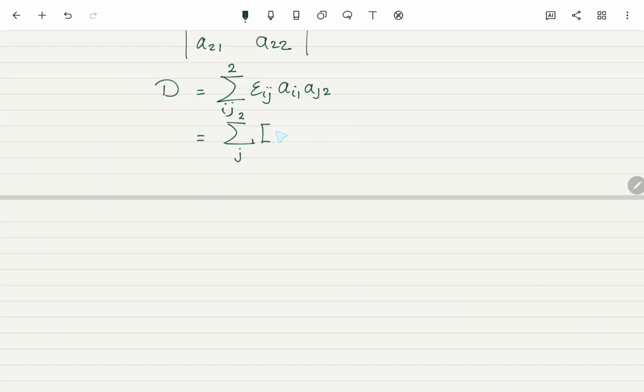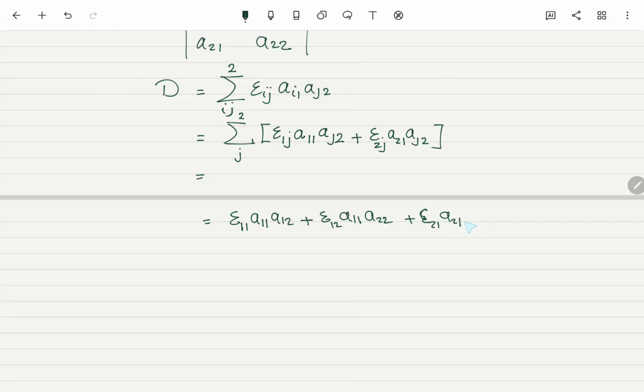Summation over i from 1 to 2 gives epsilon 1j, A11, A j2, plus epsilon 2j, A21, A j2. Now solve it for j from 1 to 2. You will get epsilon 11, A11, A12, plus epsilon 12, A11, A22, plus epsilon 21, A21, A12, plus epsilon 22, A21, A22.